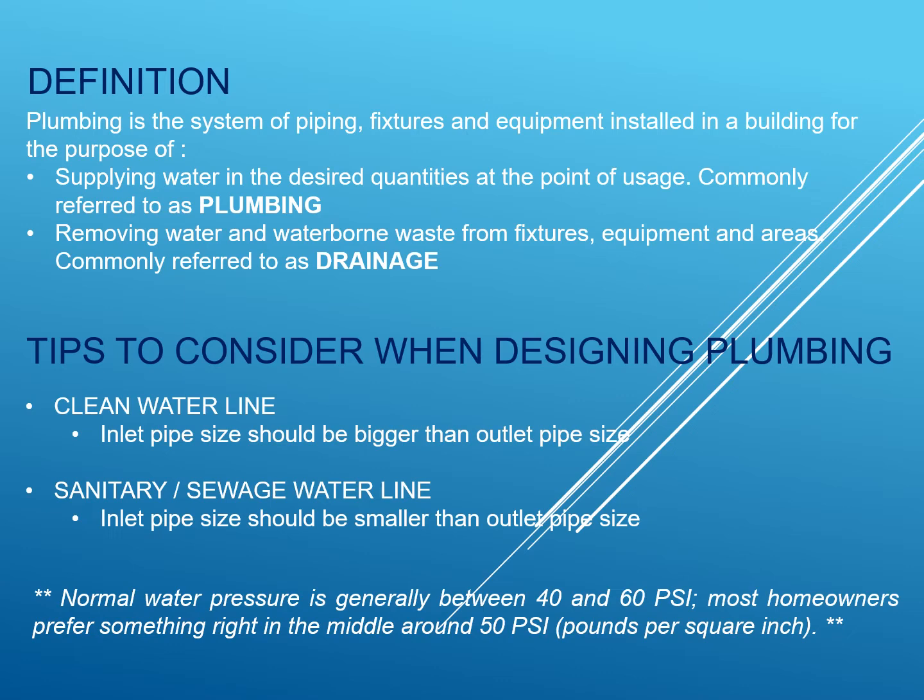Now, the tips to consider when designing plumbing. If you are to design a clean water line, the inlet pipe size should be bigger than the outlet pipe size, meaning to say, the supply pipe should be bigger than the ones at the faucet end. While in the sanitary sewage water line, the supply pipe, which is actually, let's say, the water closet, should be smaller than the outlet pipe, which is the pipe going to your septic tank. Remember, the trick here, or the word to try to remember, is gravity.